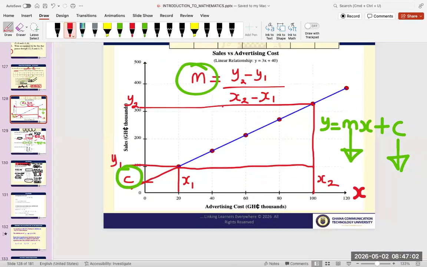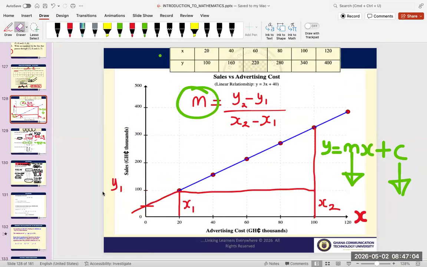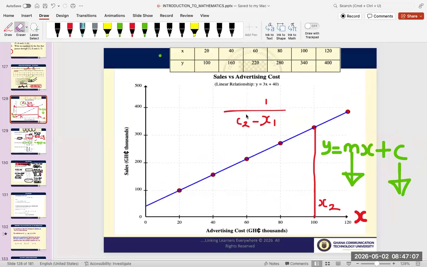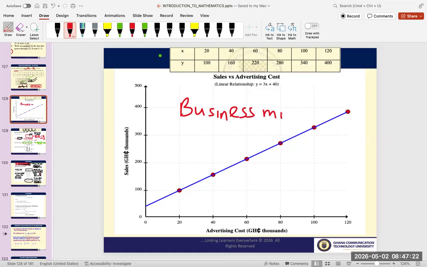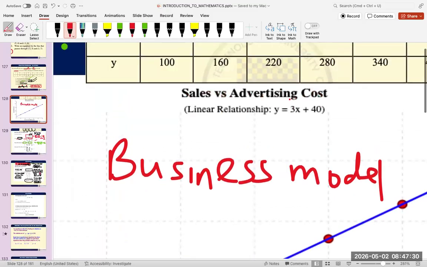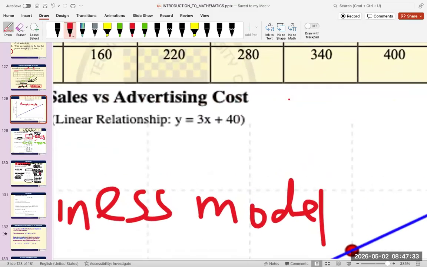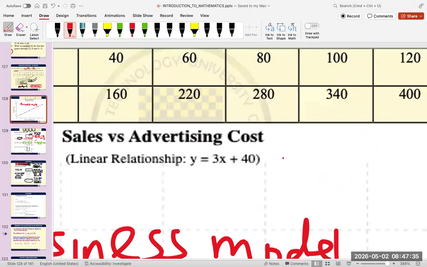Now, in mathematical terms, let me explain what we have done and the reason why you have been hearing this thing in business called business model. I'm sure you've been hearing about business model. A company is using a particular business model to work. Now, what we can say is that our business model for this data is what you are seeing here.